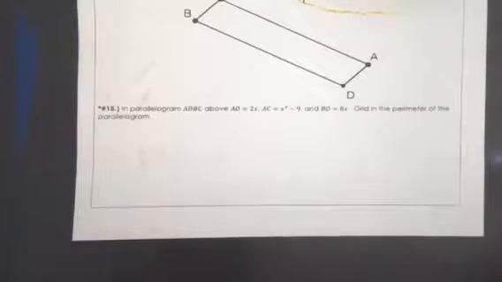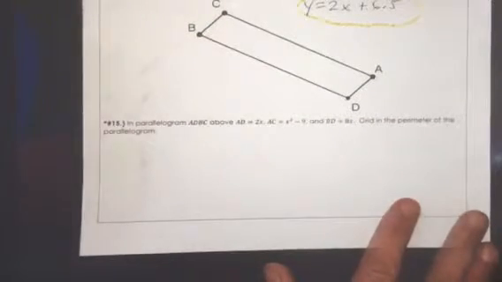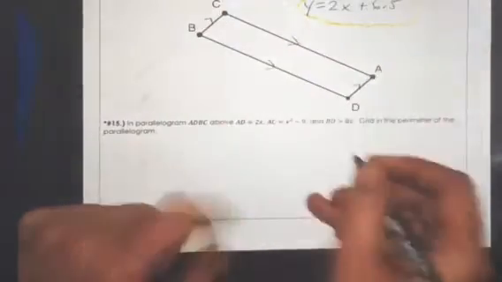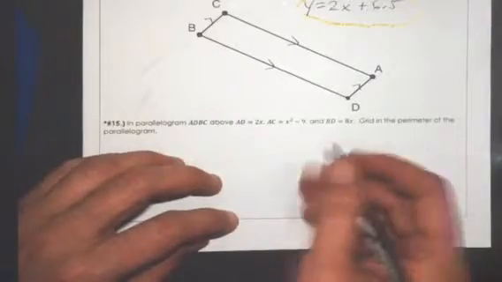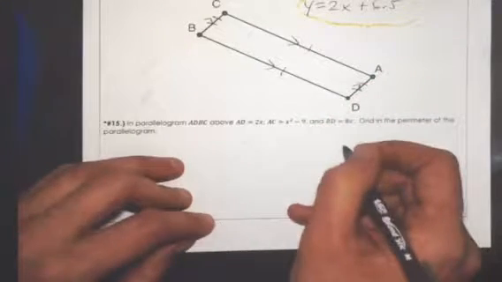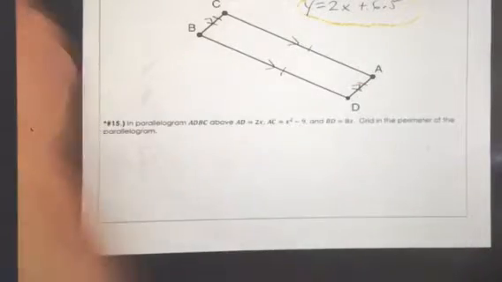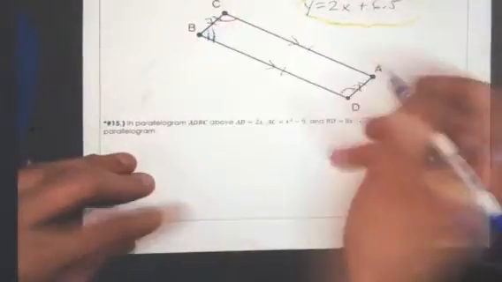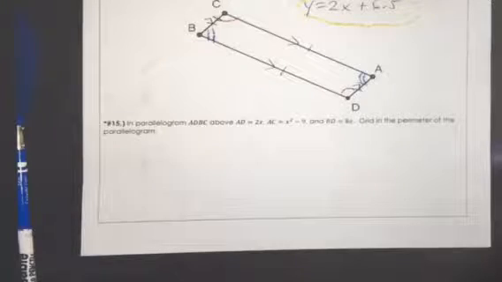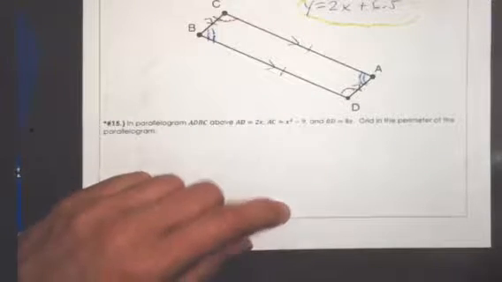Okay, now we have a question about a parallelogram problem. So we should think about what we remember about all parallelograms. All parallelograms have opposite sides parallel. All parallelograms have opposite sides congruent. All parallelograms have opposite angles congruent. All parallelograms have diagonals that bisect each other.